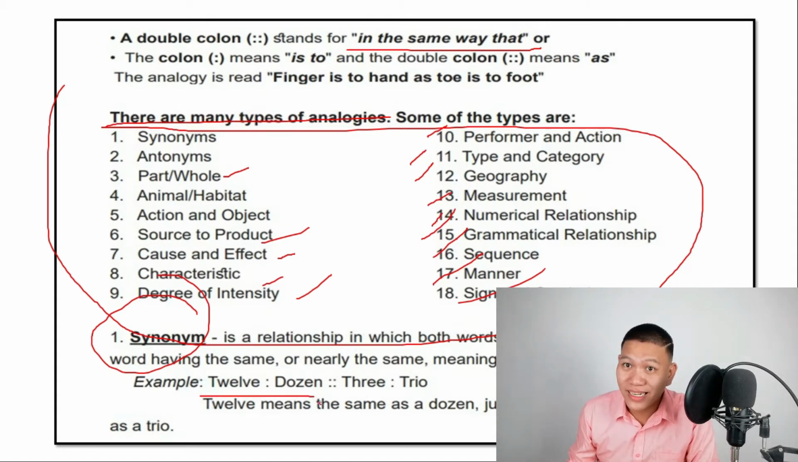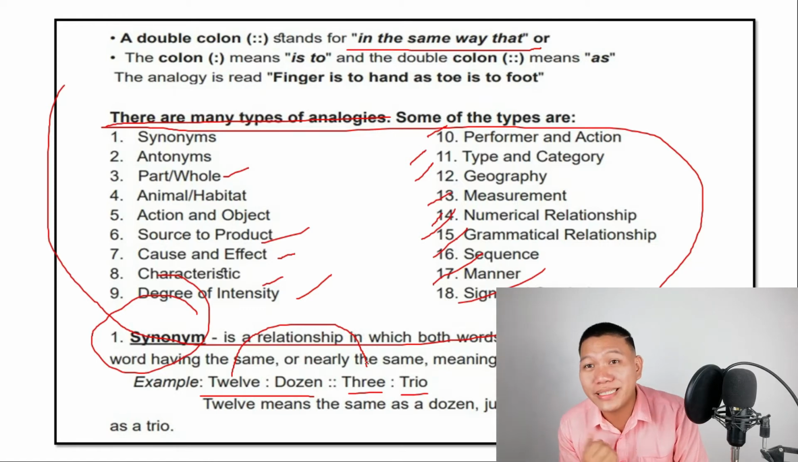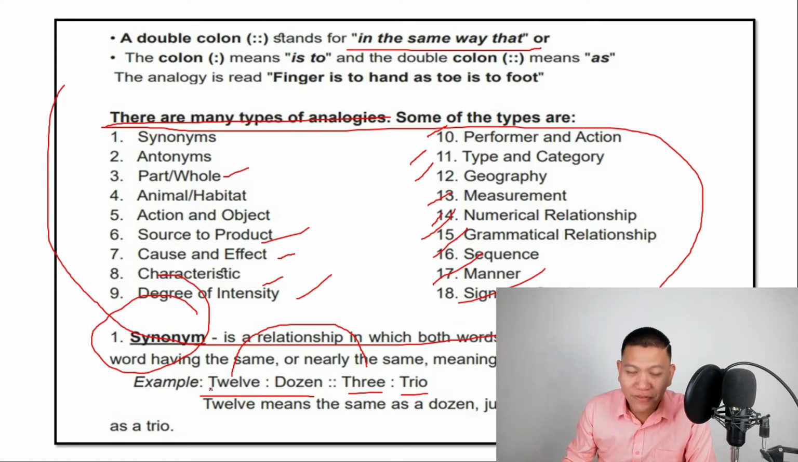12 is to dozen. In the same way, 3 is to trio. So in here, we are comparing 12 and 3. And we use synonyms. When we say synonyms, these are words with the same meaning. So 12 has the same meaning as dozen. In the same way, 3 has the same meaning as trio. Get it?